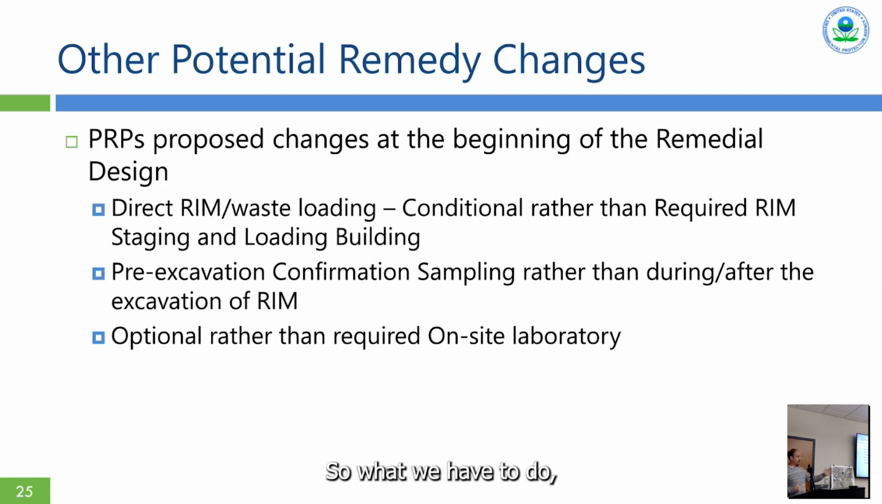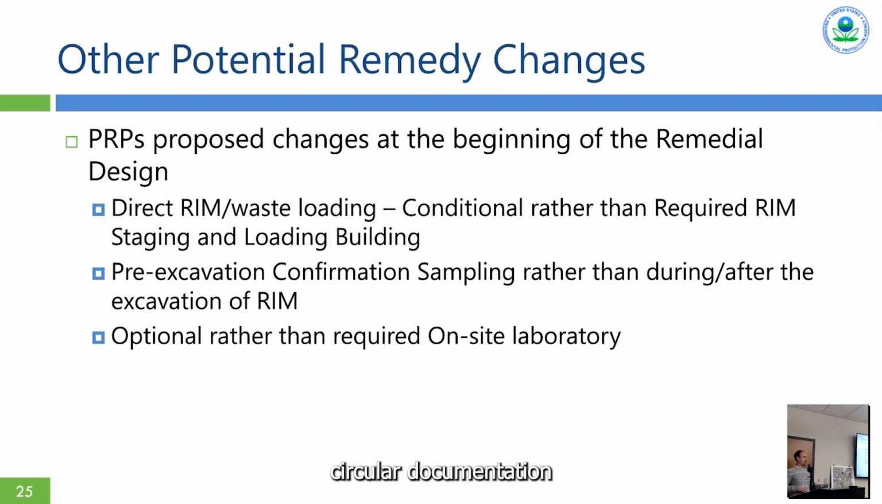So what we have to do, like Chris was talking about on the CERCLA side, is that right now the record of decision amendment says you will build this RIM staging and loading building, and essentially you will take the high concentrations of RIM and process it through this building. We did not allow for anything else because we didn't know anything else would be possible. So part of this ESD will be to provide that flexibility. Again, we don't know for sure that it will work, but we absolutely want that to be allowed as part of the remedy.